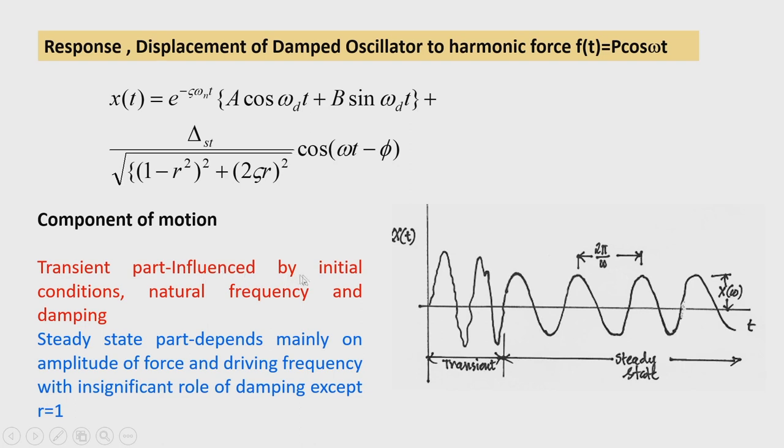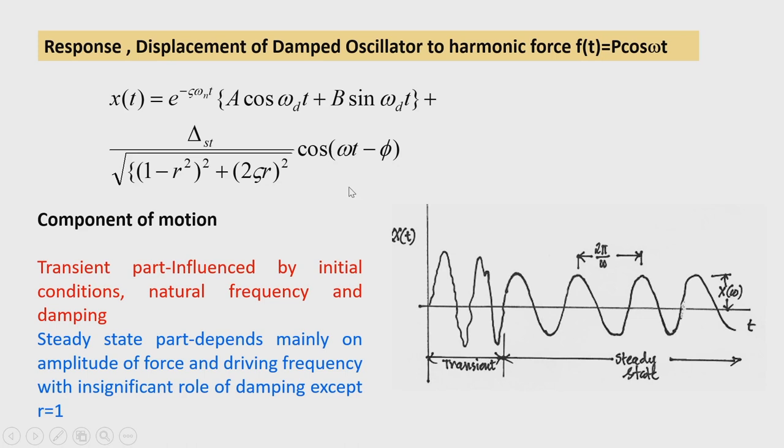Transient part is mainly influenced by initial conditions, natural frequency and damping ratio, whereas steady state part depends mainly on the amplitude of force and driving frequency. Although some influence of damping is there because tau is there, for small damping this influence will be very small in the steady state part. So, in a damped system, steady state motion is not much altered by the change of damping if it is within a limit, and then you will get the full motion.